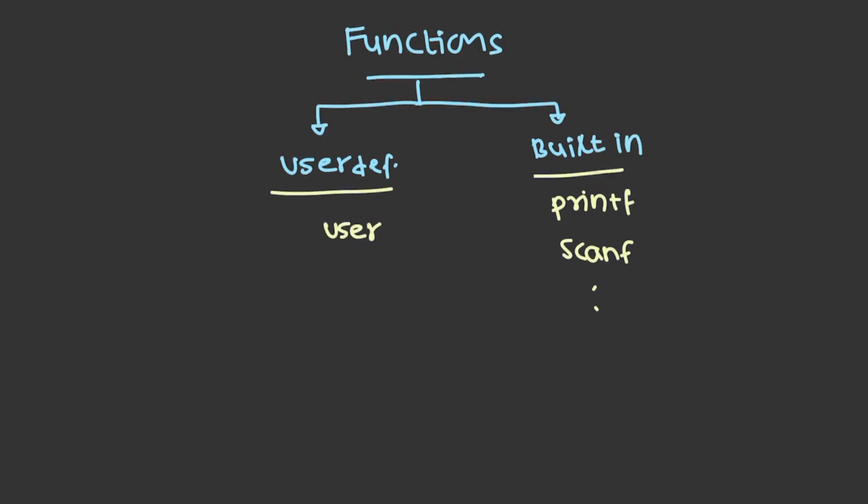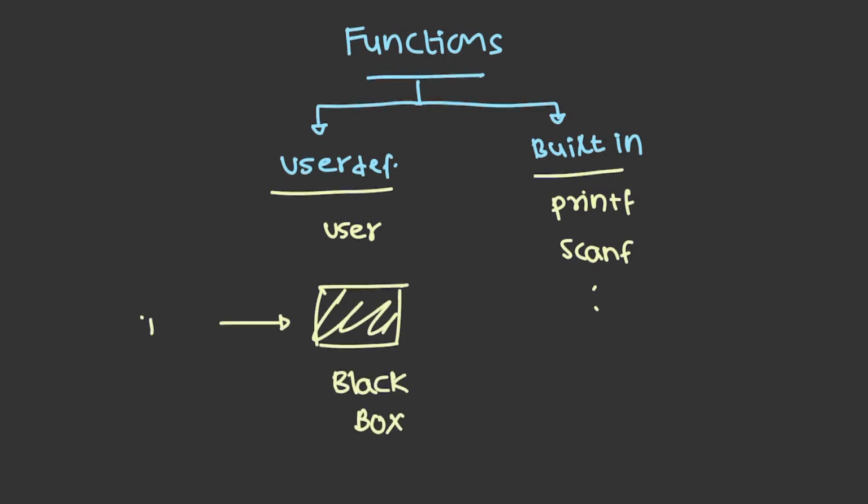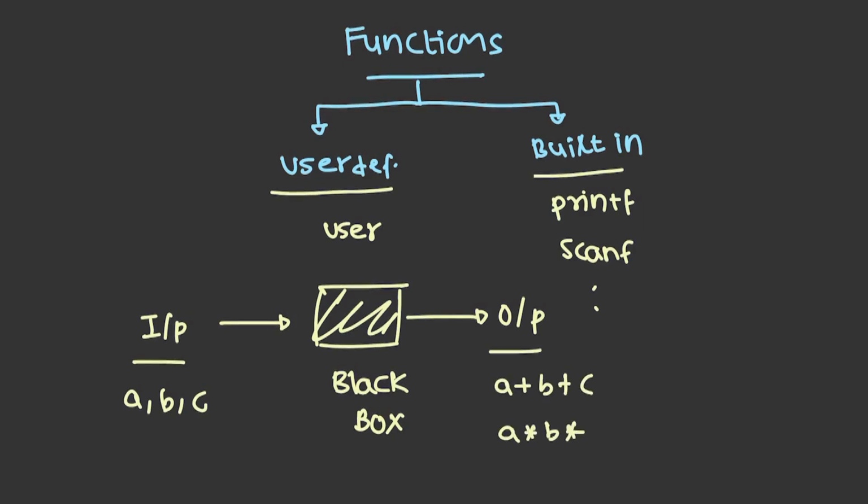A function is actually a kind of black box. It takes some input and provides you with the required output. For example, it can take a, b, c, three integers, and give the output of a plus b plus c, or a multiplied by b multiplied by c. So it's a kind of black box where all the operations are performed.